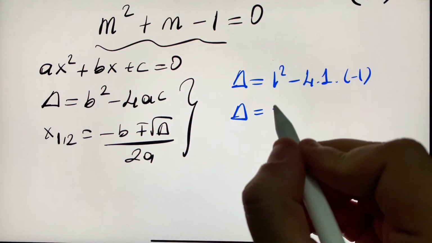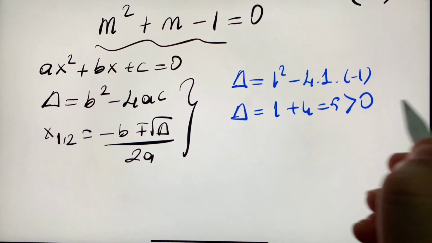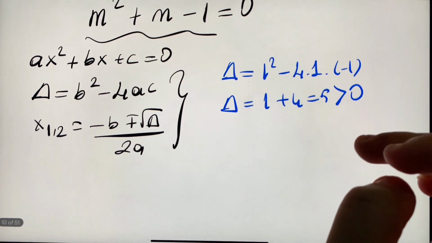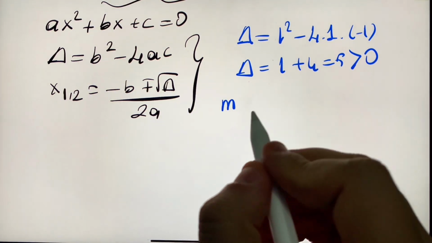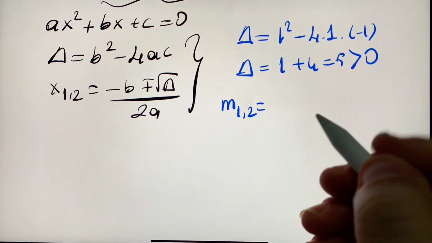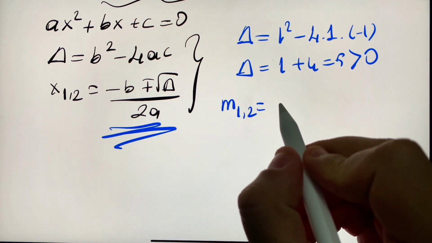Delta is equal to 1 plus 4 times 5, which is 5. And 5 is bigger than 0, so there are 2 real roots. If I want to find the roots of this immediately, we assign the variable m. I say m is equal to 1.2. I apply this formula. What will happen in this case?